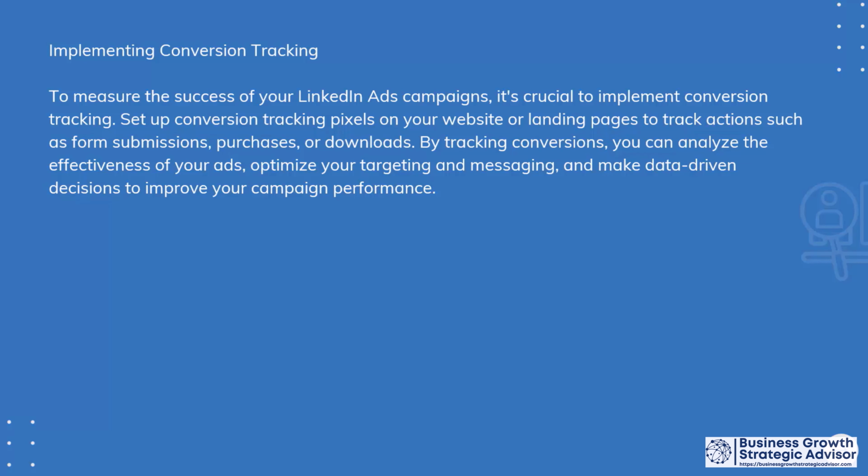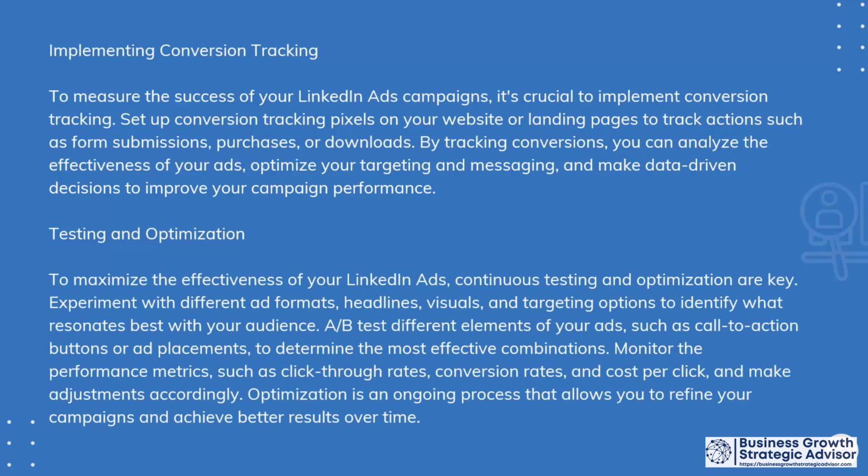Testing and optimization. To maximize the effectiveness of your LinkedIn ads, continuous testing and optimization are key. Experiment with different ad formats, headlines, visuals, and targeting options to identify what resonates best with your audience. A/B test different elements of your ads, such as call to action buttons or ad placements, to determine the most effective combinations. Monitor the performance metrics, such as click-through rates, conversion rates, and cost per click, and make adjustments accordingly. Optimization is an ongoing process that allows you to refine your campaigns and achieve better results over time.